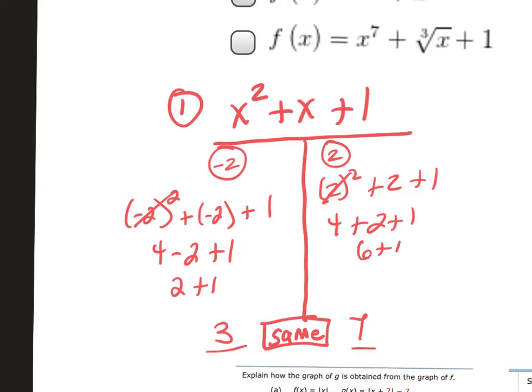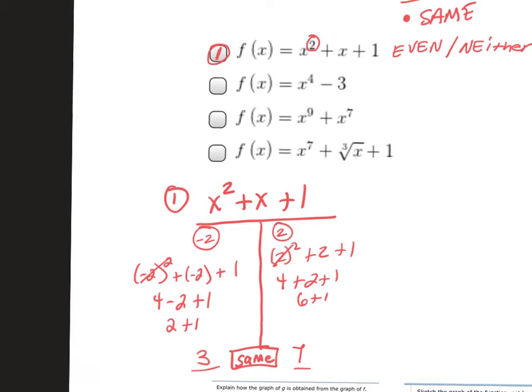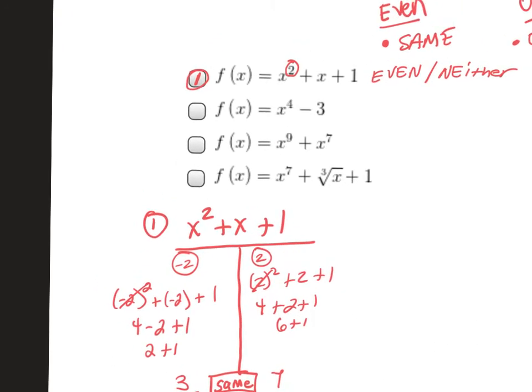That's you showing your work. Are those two answers the same? Is 3 the same as 7? Yes or no? People at home, is 3 the same as 7? No. So my answer here is neither. That is how you would show me your work. If you don't do it like that, you're not getting credit. If you just tell me it's even or neither, and you don't show me steps, then no, you're not getting credit.